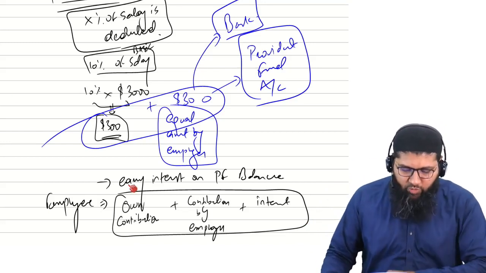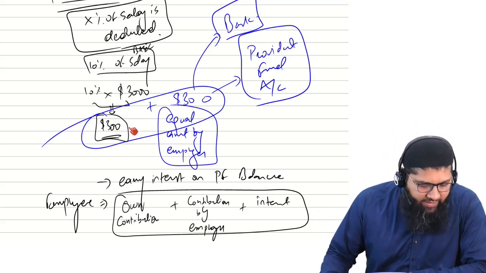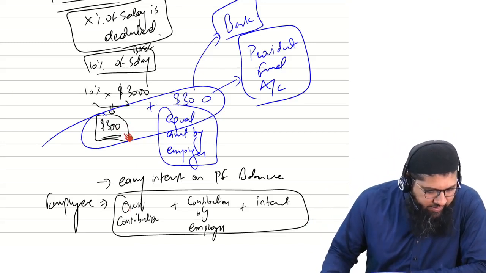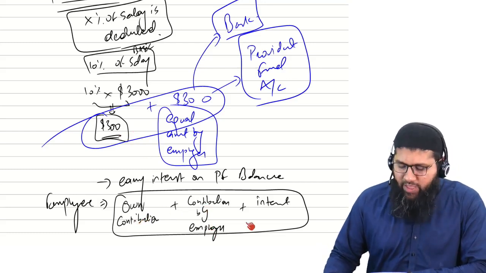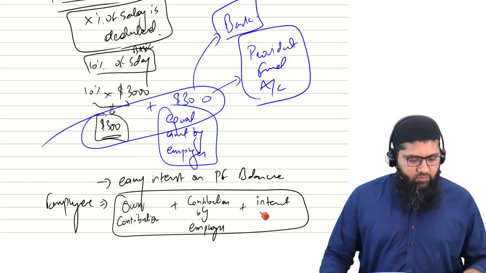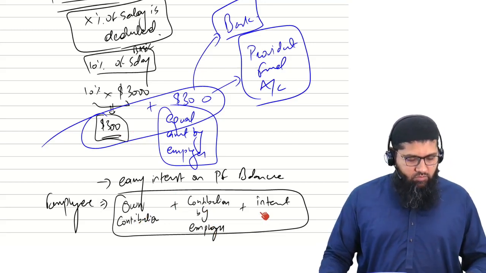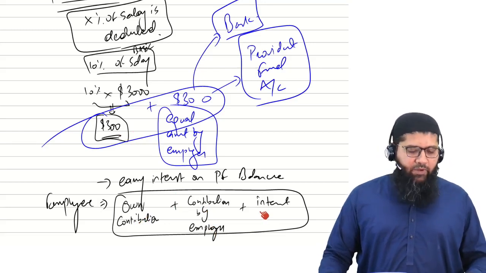Okay, the own contribution is the $300 that was deducted from your salary. So own contribution, contribution by employer plus the interest. Okay, I just explained the Provident Fund.